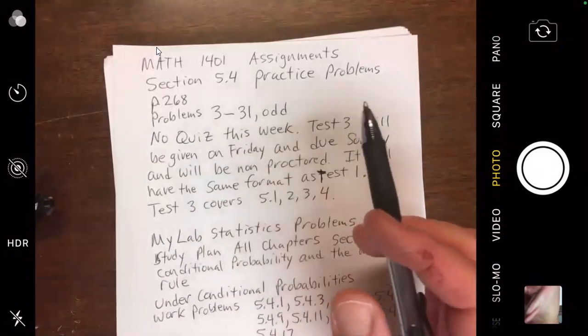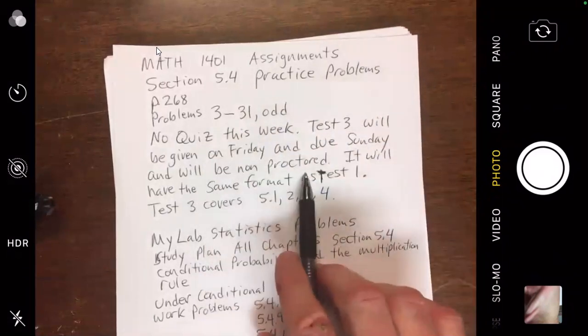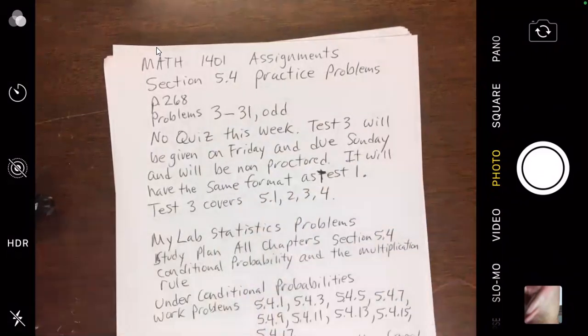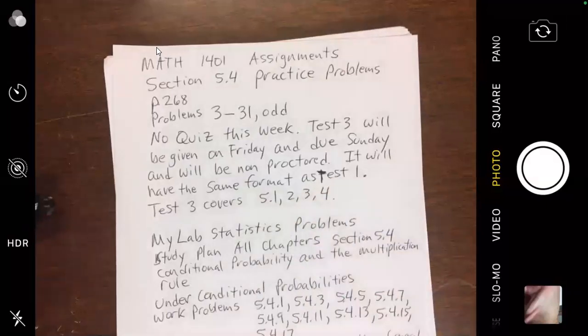No quiz this week. Test 3 will be given on Friday, due Sunday, be non-proctored, and it will have the same format as test 1. It covers 5.1, 5.2, 5.3, and 5.4. There's no separate quiz just on 5.4 this week because we are at the end of chapter 5, probability, and we will just do the test for the end of this week. You'll have 20 problems, 5 points each, and you will put your true or false answers on the Google form that we send out with the test.